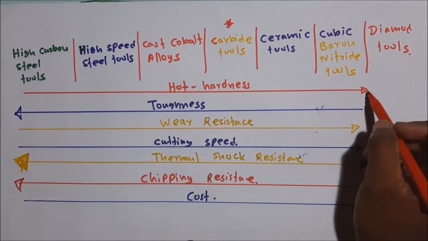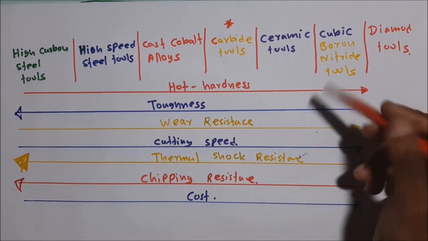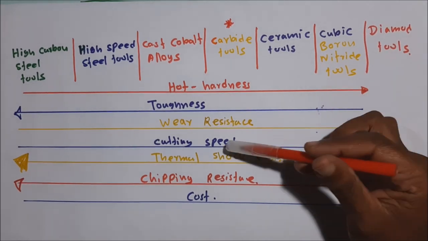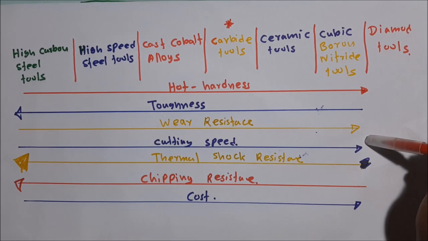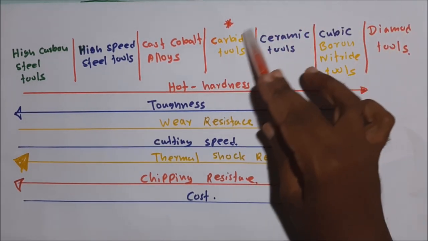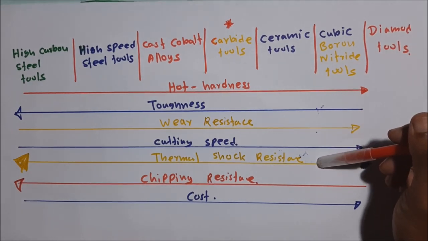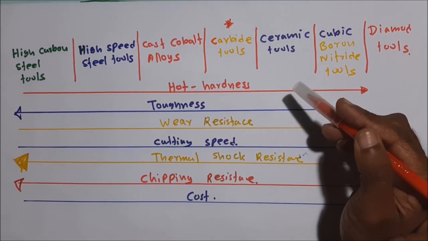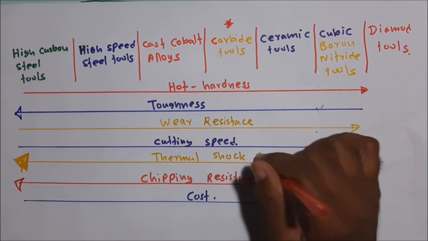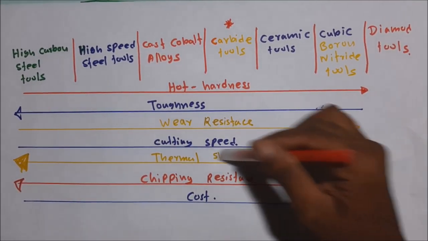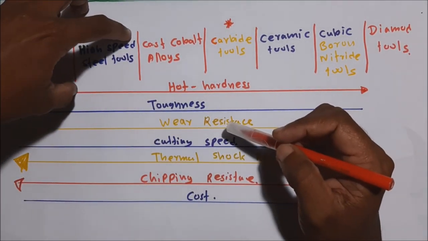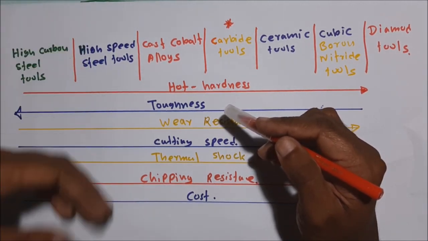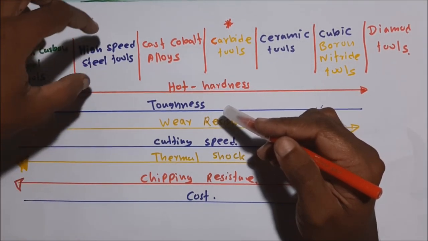So in this direction, hardness increases; diamond is the highest hardness. Toughness increases in this direction, wear resistance increases in this direction, and the cutting speed we can give increases in this direction. That means these materials are used for high speed cutting applications. Thermal shock resistance increases in this direction. Thermal shock, the uneven expansion and shrinkage of the material, causes thermal cracks. It increases in this direction because these materials have higher thermal conductivity, so the generated heat can be distributed and dissipated to the environment.